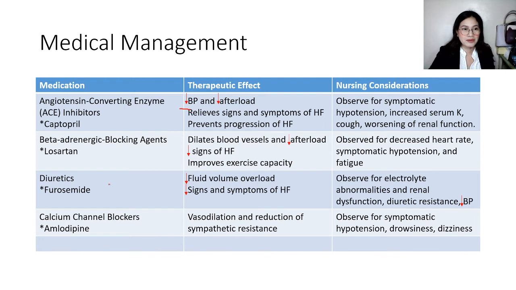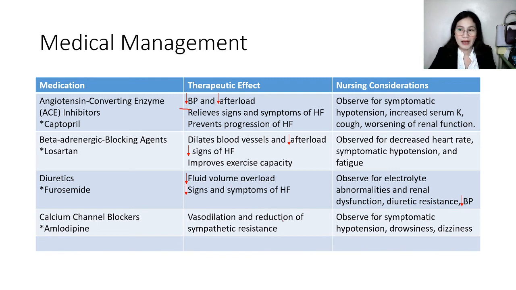Next, we have diuretics. An example of a diuretic is furosemide. This decreases the fluid volume overload. With that, there will also be a decrease in the signs and symptoms of heart failure. The nurse should observe for electrolyte abnormalities and renal dysfunction, diuretic resistance as well, and decreased blood pressure.